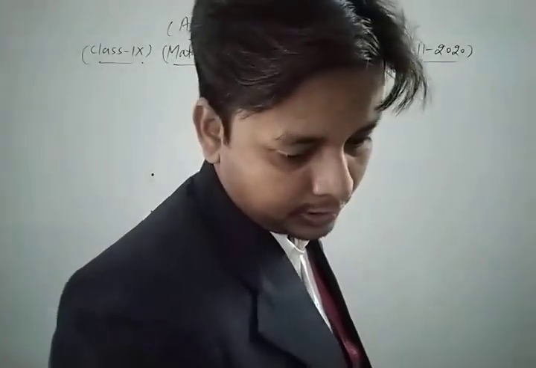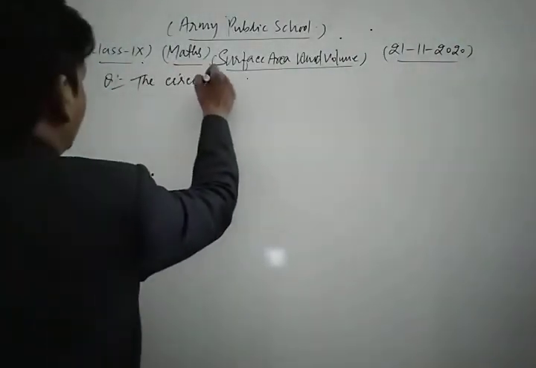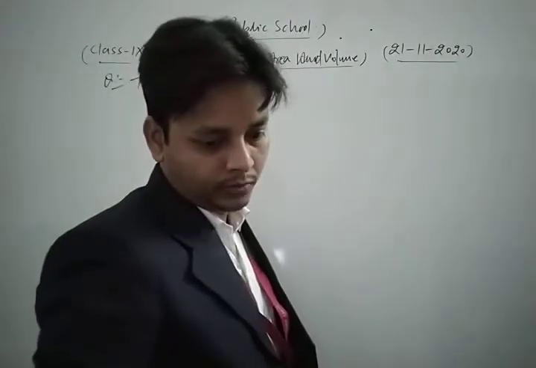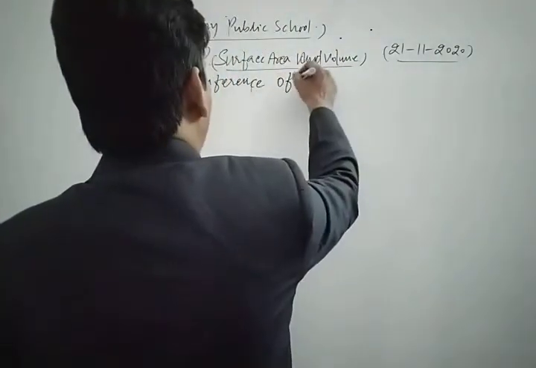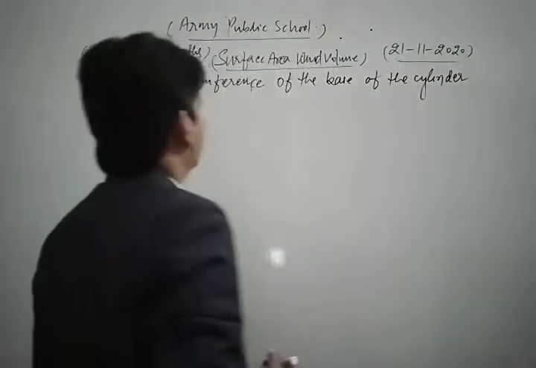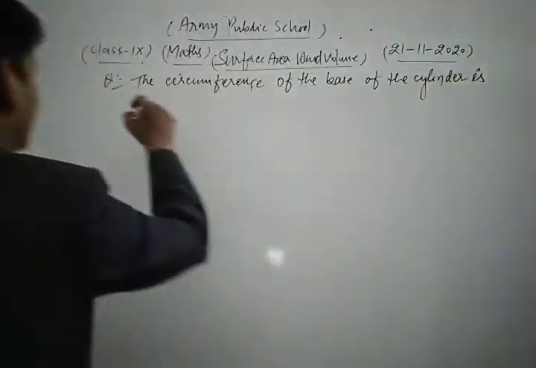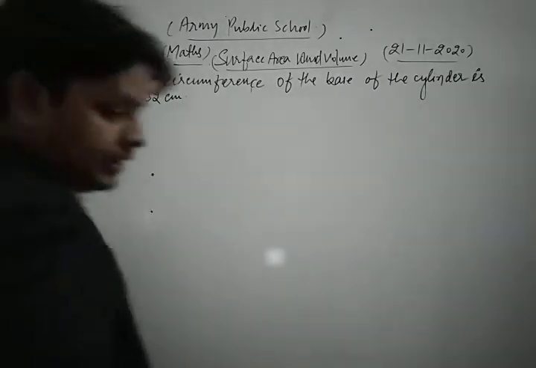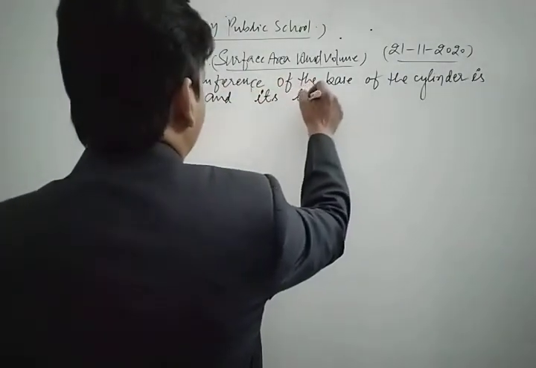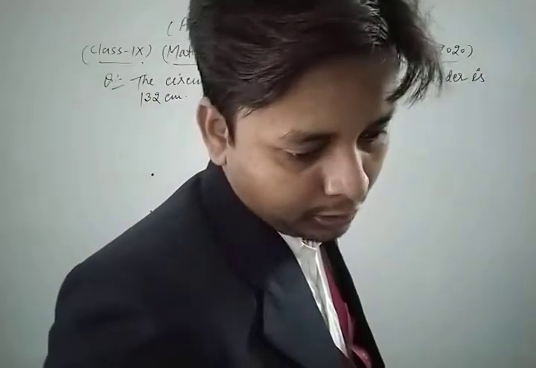Now we take the first question. The circumference of the base of a cylinder is 132 centimeter, and its height is 25 centimeter. Find the volume of the cylinder.